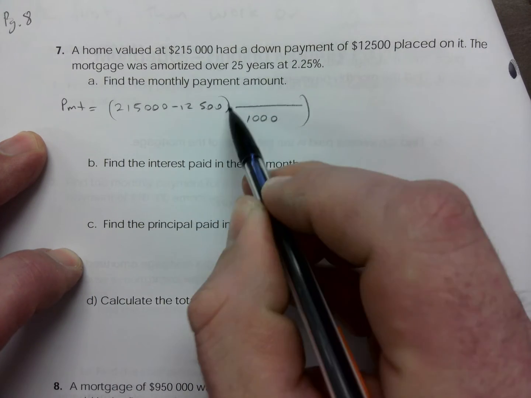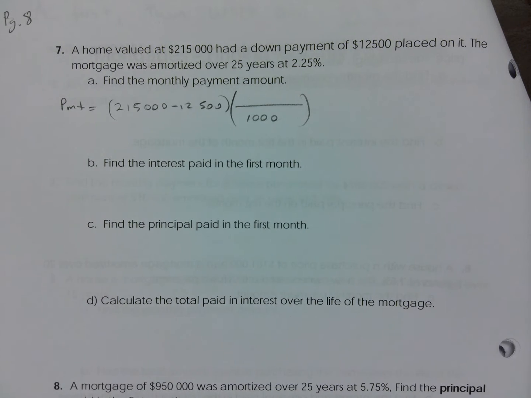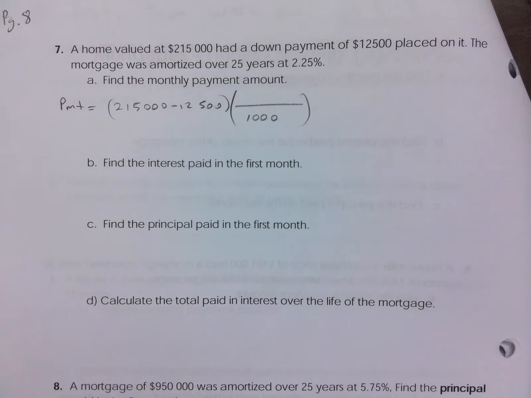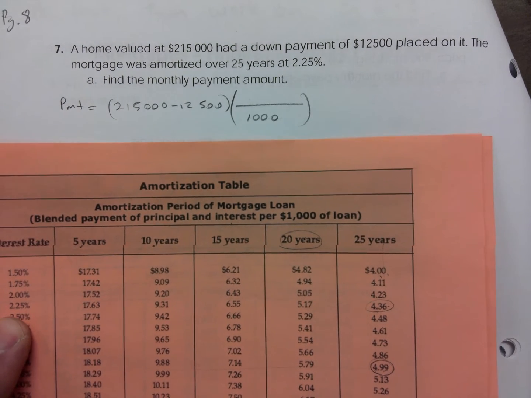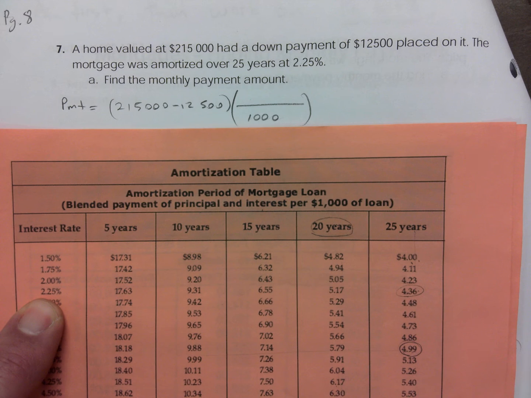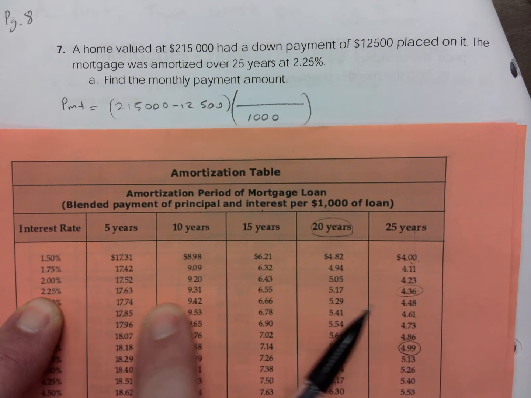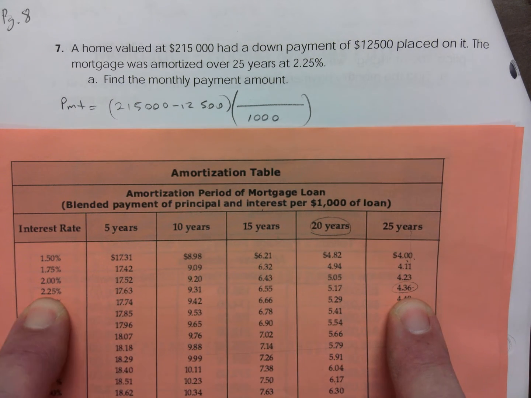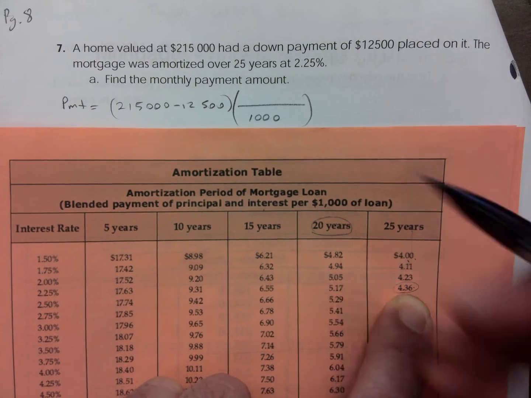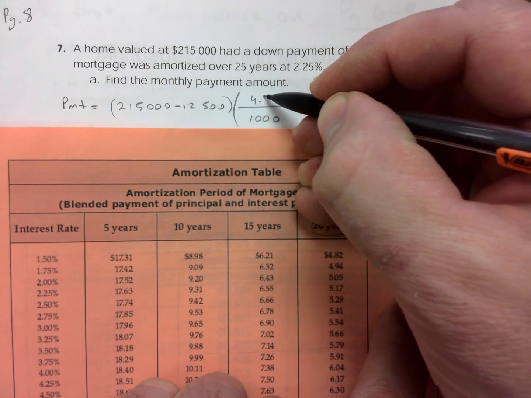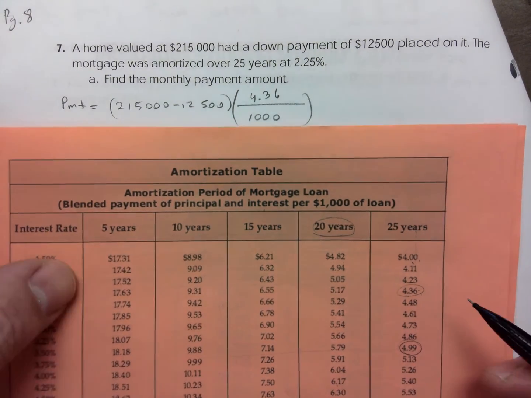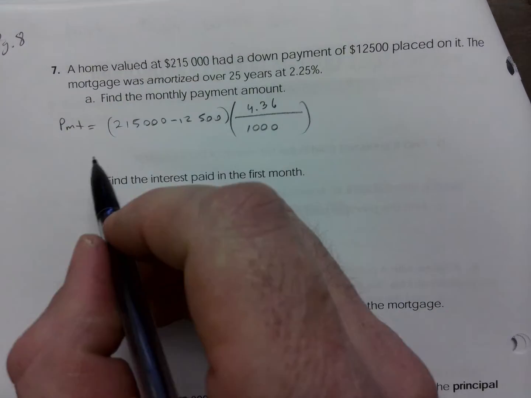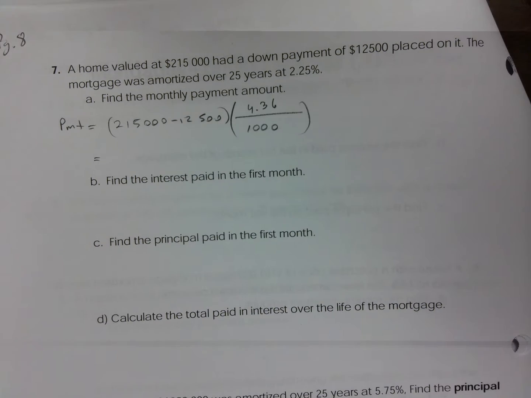You multiply that by a table rate divided by 1,000, and that's where you need that table, right, to be able to do these questions. And if not, there's a PDF out there. First day back, right? 2.25 over 25 years, that's 4.36. Okay? You can tell I did my homework because I have 4.36 circled, right? All right. And then let's go and answer that.